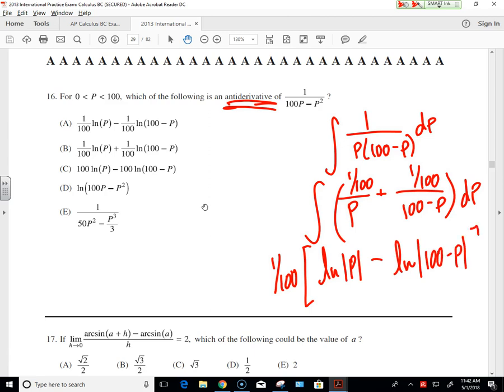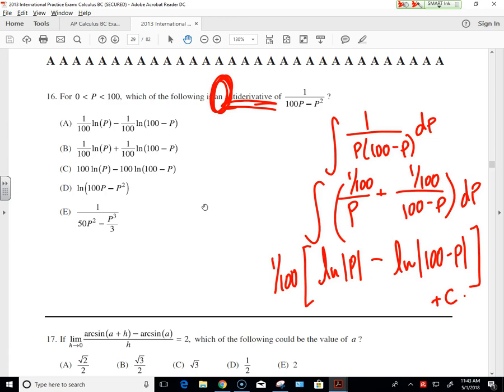Where'd the minus come from? U sub. U is 100 minus p. Du is a negative. I need the negative when I go to take that integral. And it says, which of the following is an antiderivative? Where's the plus c? They're like, no, no, no. Which of these fit the pattern after a c has been established? So yes, there's a plus c. But they said which of these is an antiderivative, not the general one, just an antiderivative.